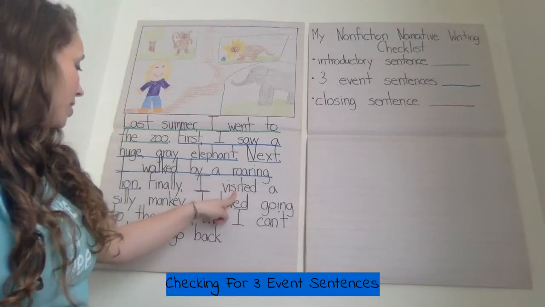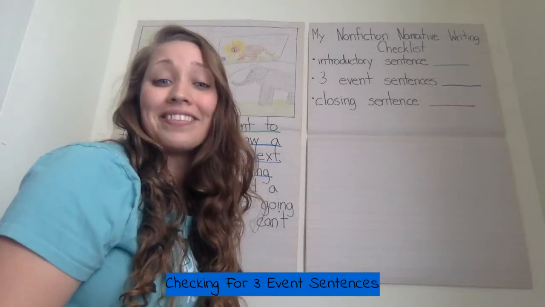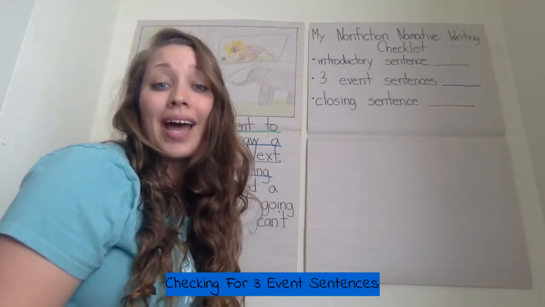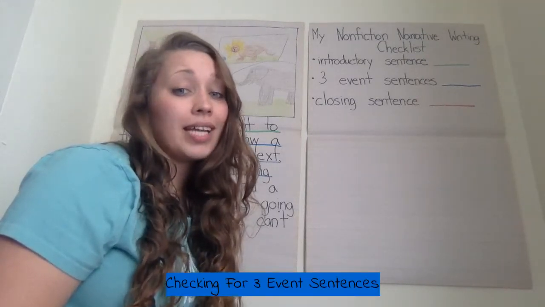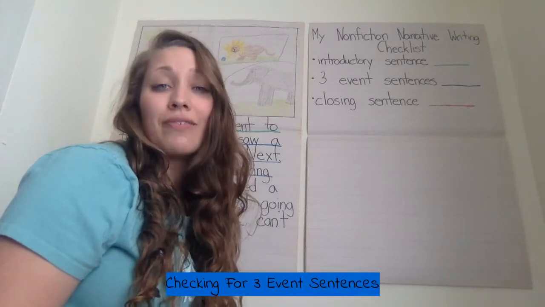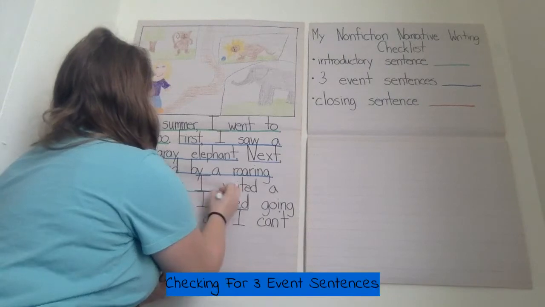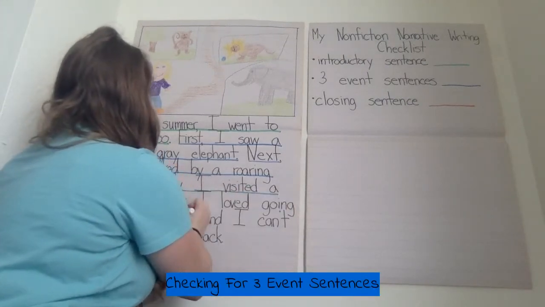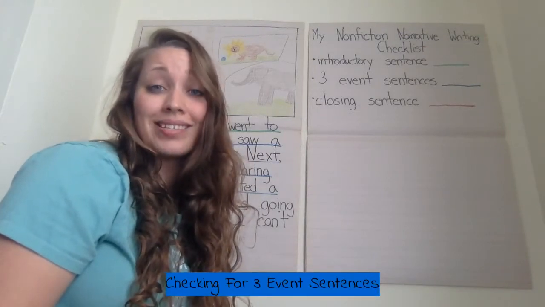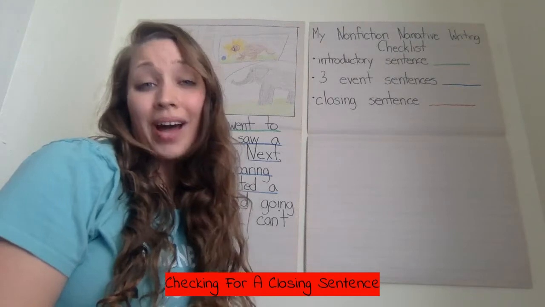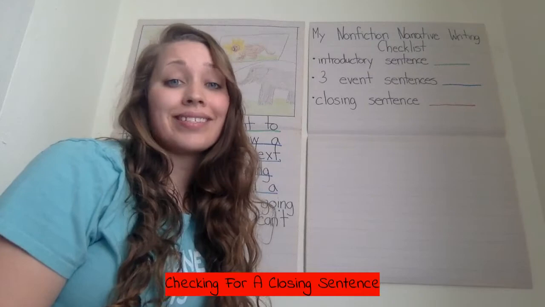Finally, I visited a silly monkey. Ooh! I think this is my third event sentence because it tells my readers the third thing that happened in my story. My checklist says to underline it in blue, so I'm going to underline my third event sentence in blue. Finally, I visited a silly monkey. Now I have found at least three event sentences in my nonfiction narrative. Now I am going to look at my nonfiction narrative writing checklist and see what I need to check for last in my piece of writing.